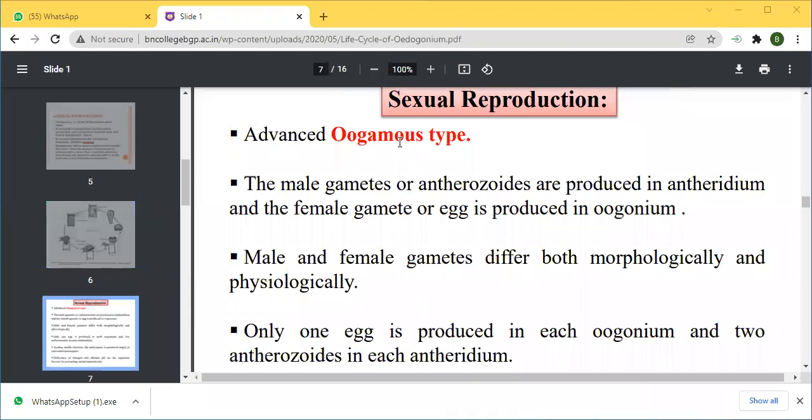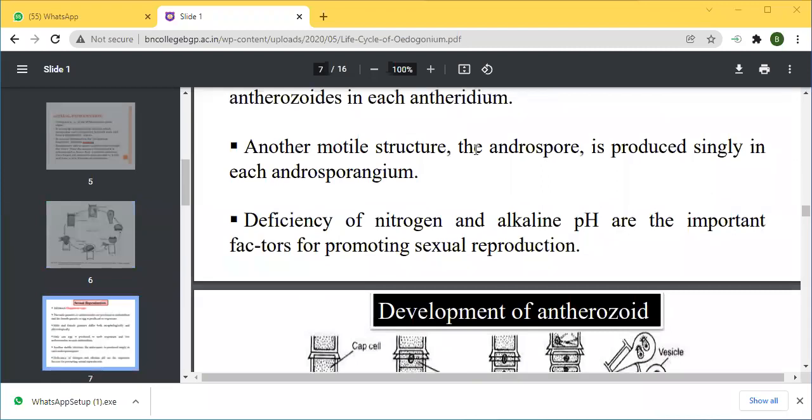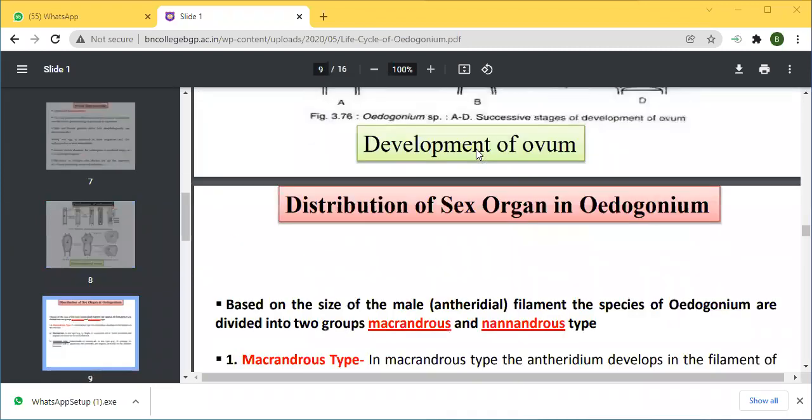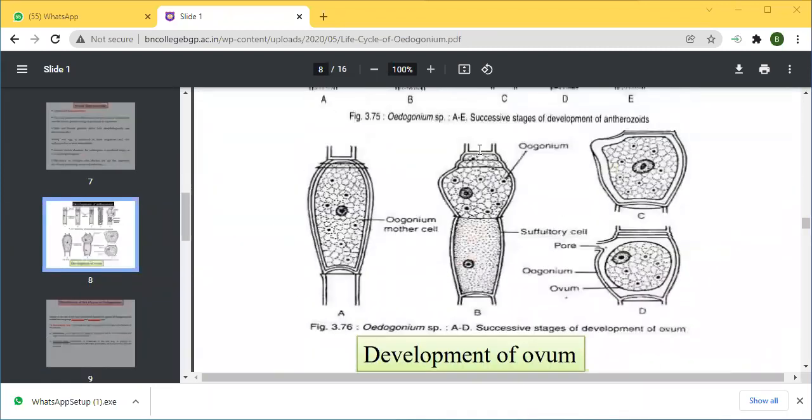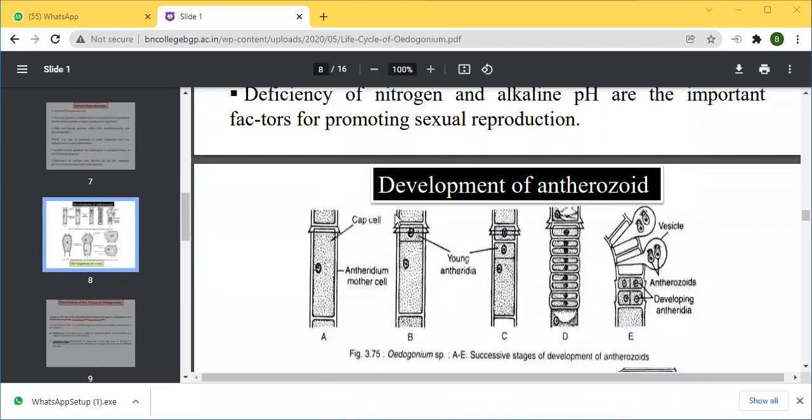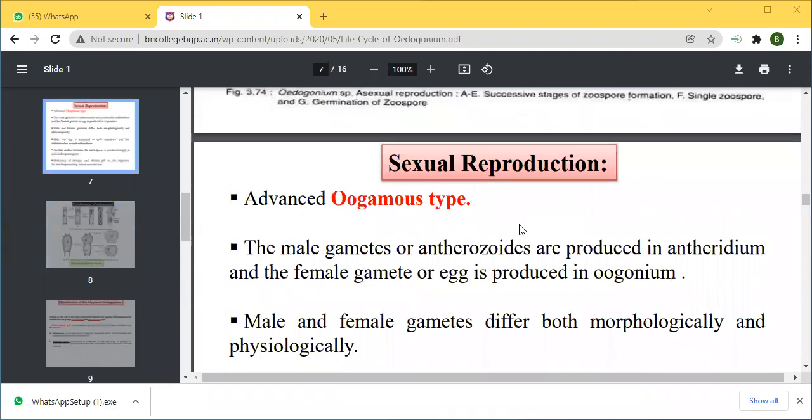Sexual reproduction in Oedogonium is the oogamous type. What is the type? Oogamous type. Here, sexual reproduction is developed. Both the male sex organ and the female sex organ are present. The sexual reproduction is a very advanced, oogamous type.